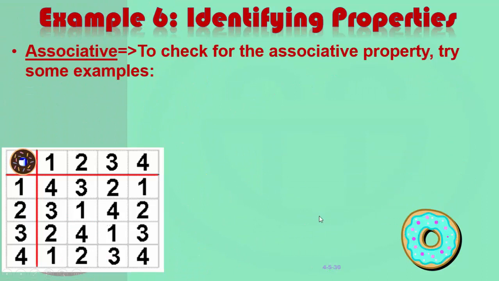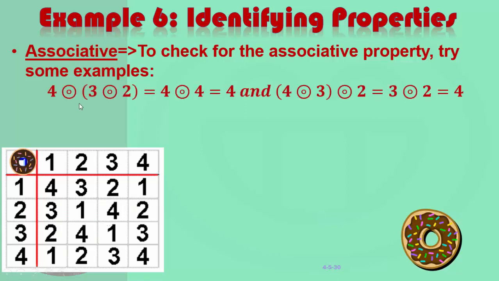For associativity, we have to check the associative property by trying a few examples. So let's do 4 donut 3 donut 2, and we'll put the brackets around the 3 donut 2. So we look at our table here, the donut operation, and we see 3, 2 intersects at 4. So we have 4 donut 4. Now we look at 4, 4, and it intersects at 4.